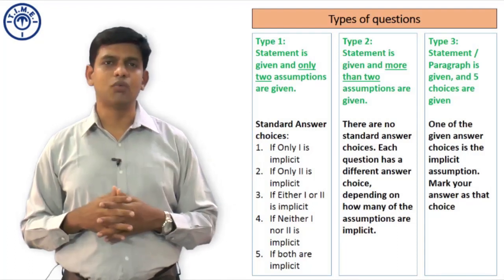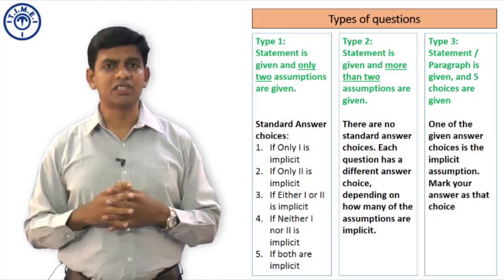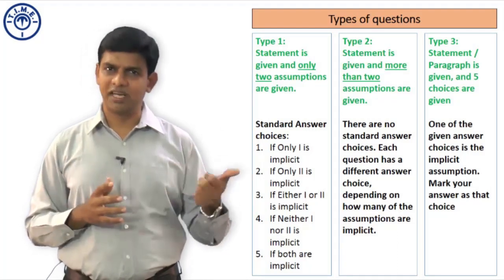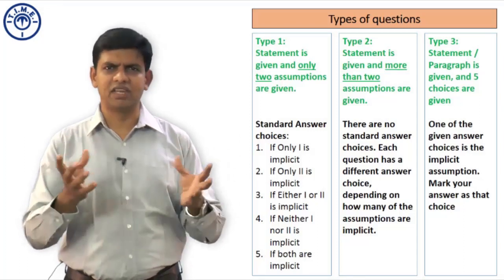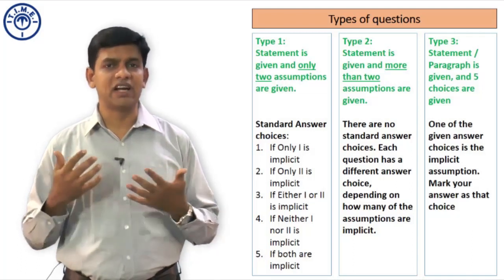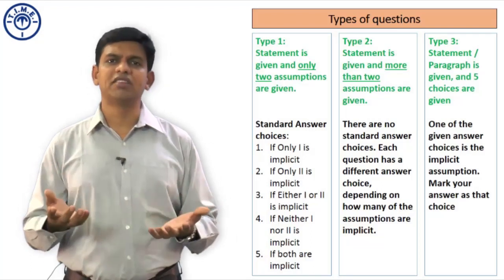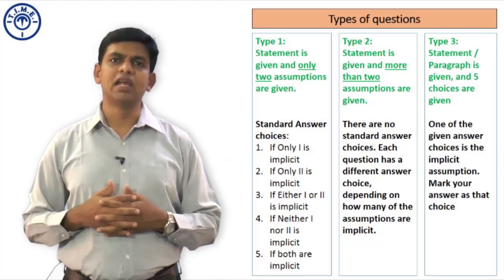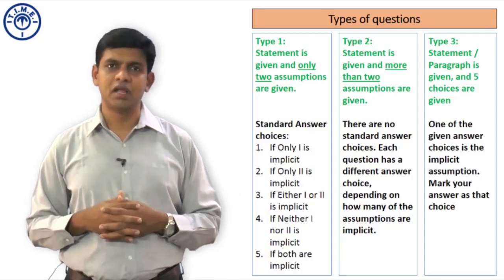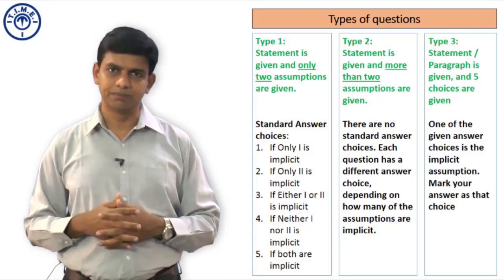Type 3 assumption, what is it? Here, there is a statement given, but there are no assumptions separately given. Then what is given? All the 5 answer choices are directly given. So a statement, or a small paragraph of 3-4 sentences together, is followed by the 5 choices. Now I have to read these 5 choices and figure out which of these is an implicit assumption. Whichever is the best answer possible, I'll select that as my implicit assumption. So these are the 3 categories under which the questions of statement assumptions can appear.